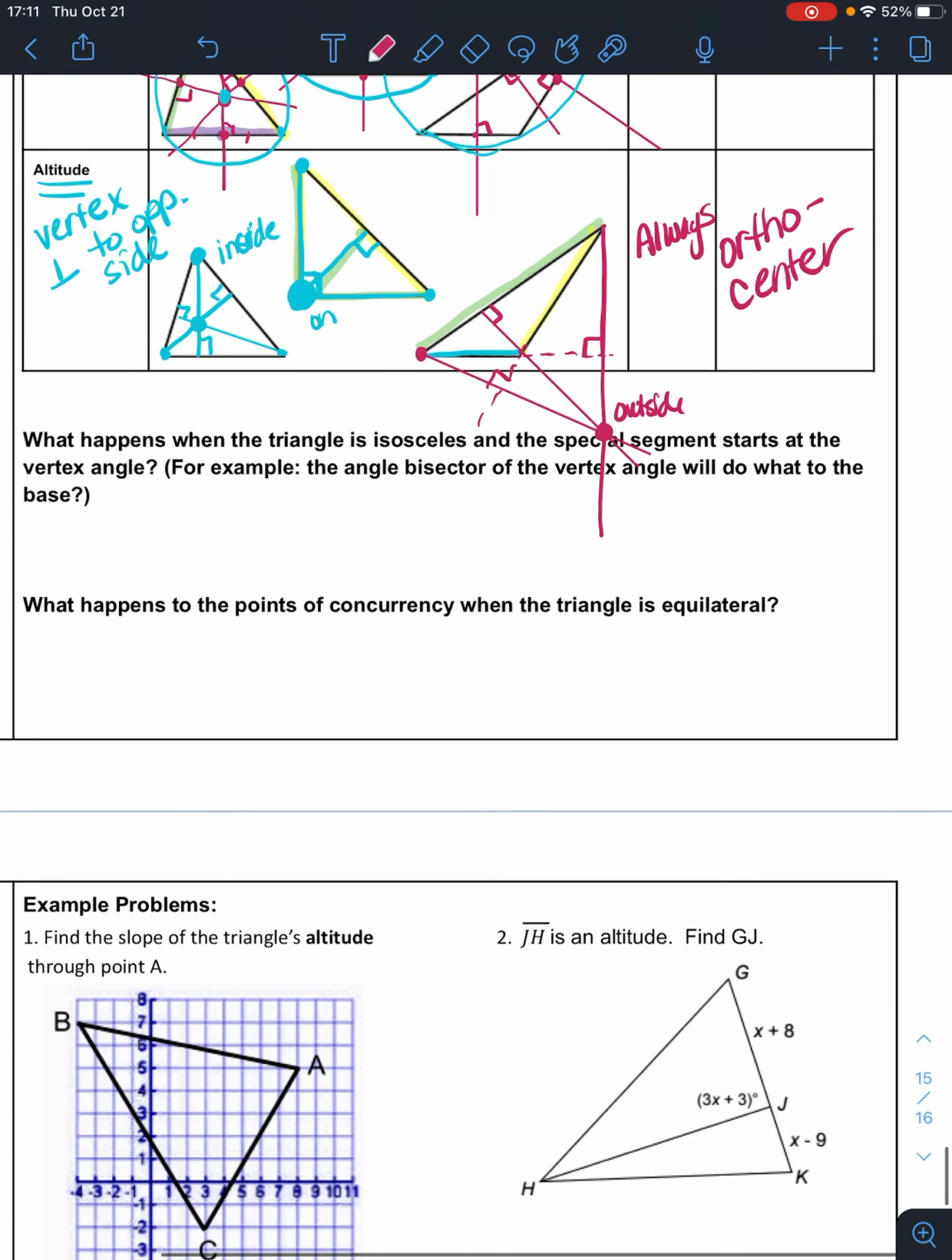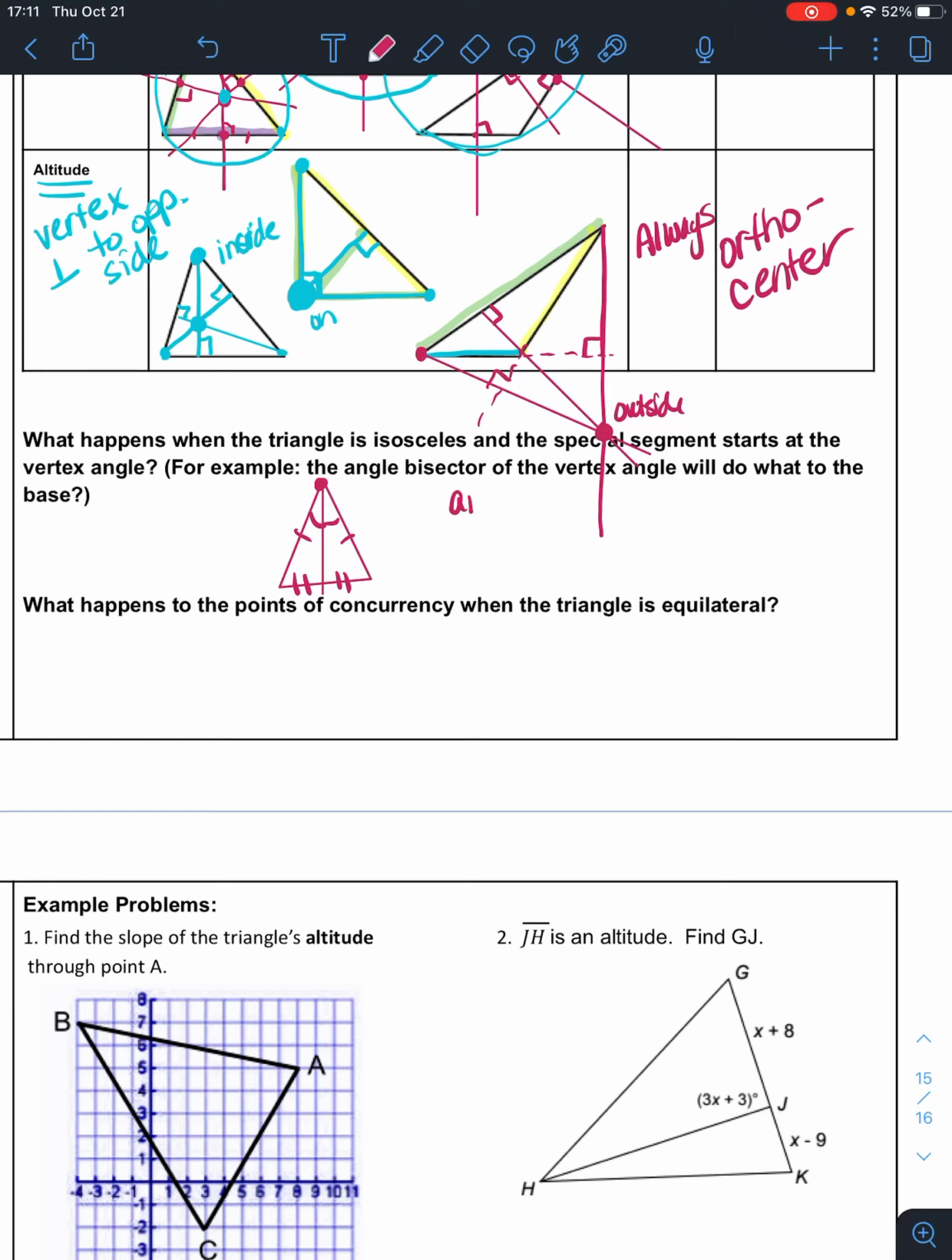So what happens when the triangle is isosceles? And what happens when the special segment starts at the vertex angle? So if we have an isosceles triangle like this, where these two sides are the same, here is my vertex angle. The question is, what happens to the angle bisector? Well, the angle bisector is going to come down, and I'm going to draw that angle bisector in. When those two sides are the same, when I do the angle bisector, it goes through and bisects the base.